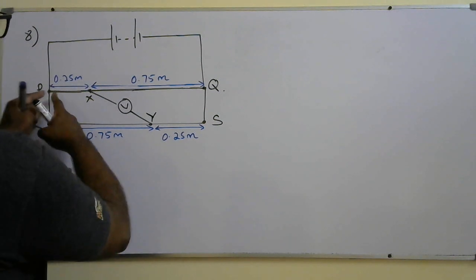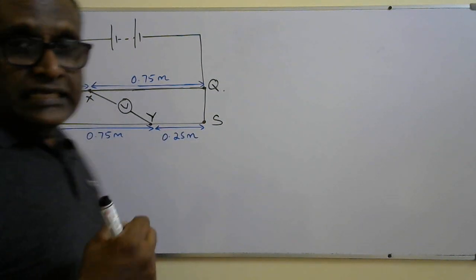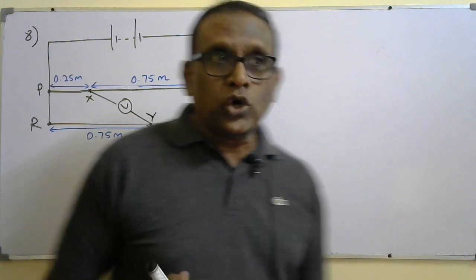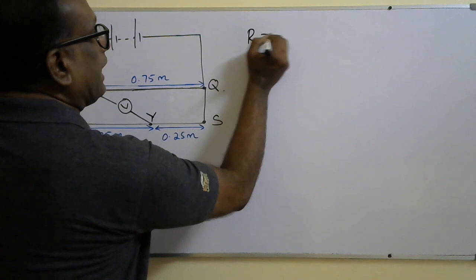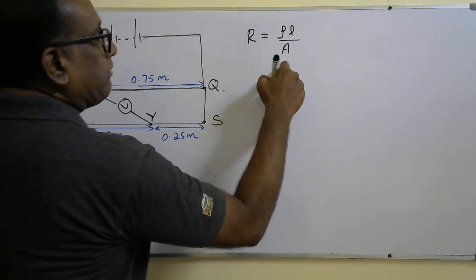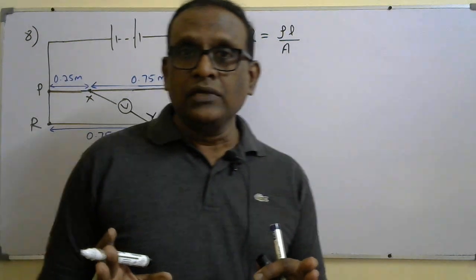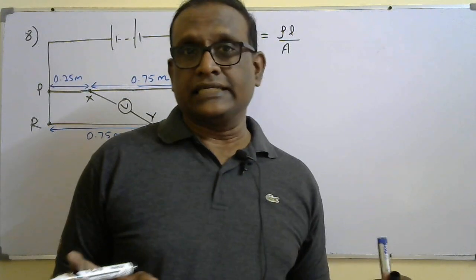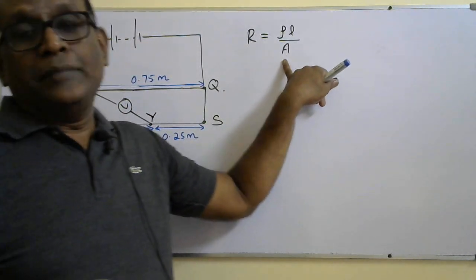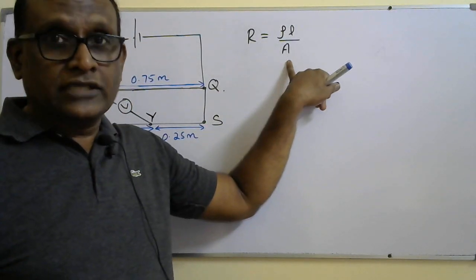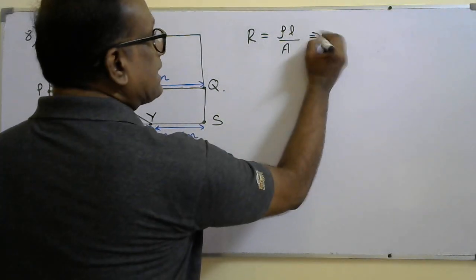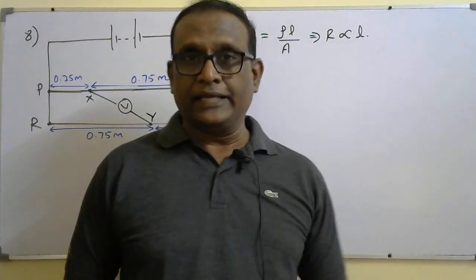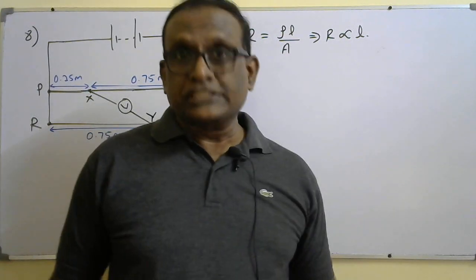Now when we consider the wire PQ, it's a uniform wire, meaning its cross-sectional area is uniform. We know that R equals rho L over A. If the area of cross-section is uniform, and we know for a given material rho is constant at a constant temperature, so rho over A will be constant. So I can say resistance is directly proportional to length of the wire for a uniform wire.